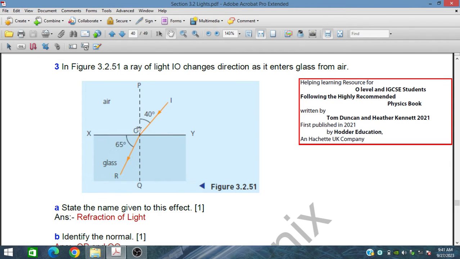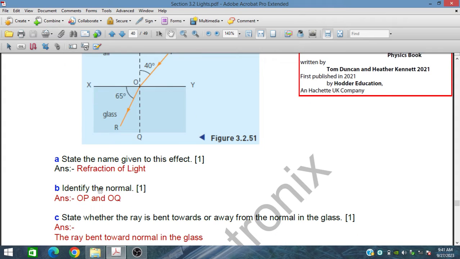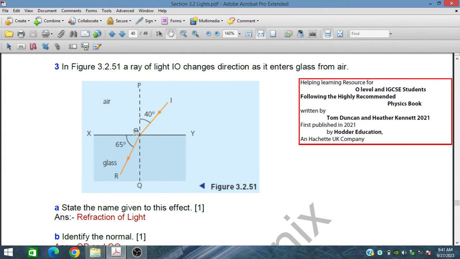In this effect, the incident ray is entering into the denser medium from a lighter medium, so the refracted ray is bent toward the normal. PQ is a normal, or OP or OQ is a normal. So the refracted ray is basically bent towards the normal. This is called refraction of light. Identify the normal. This line PQ, or OP or OQ, is basically a normal.